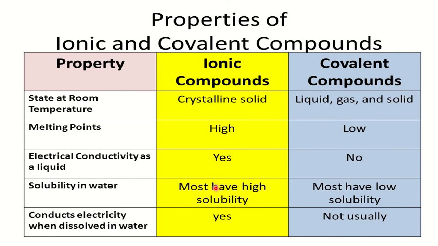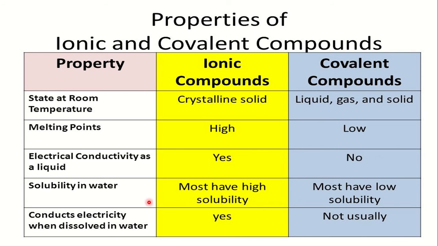Ionic compounds are electrical conductor as a liquid. That means when you will melt the ionic compounds or when you will make the solution of ionic compound, then ionic compounds can conduct electricity. But covalent compounds, they cannot conduct electricity.